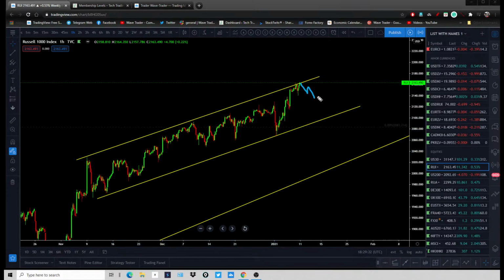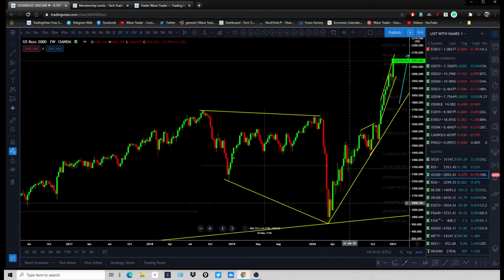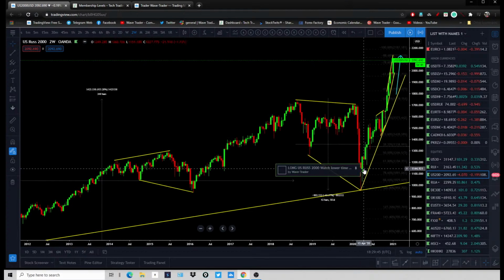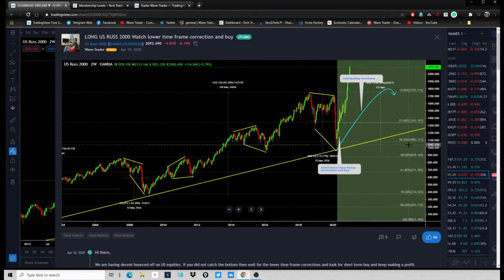All right, okay, so pullback and that trade. If I'm going to look at the US Russell 2000, which is just simply breaking through the roof. All right, boom. Just look at that chart. It's going very, very aggressively. Is this normal? No, it's not normal.